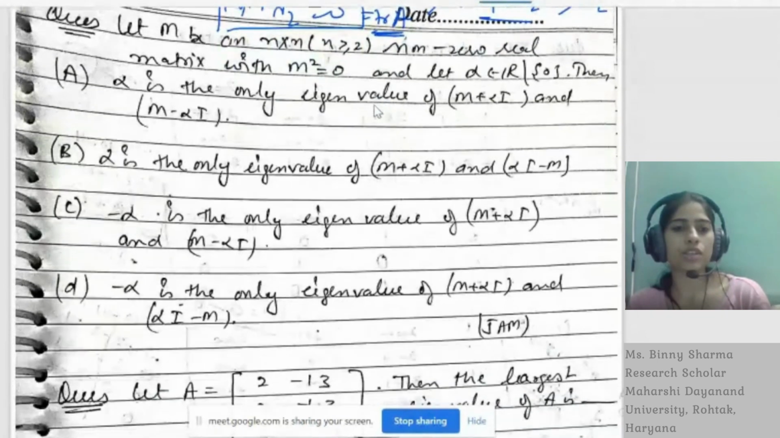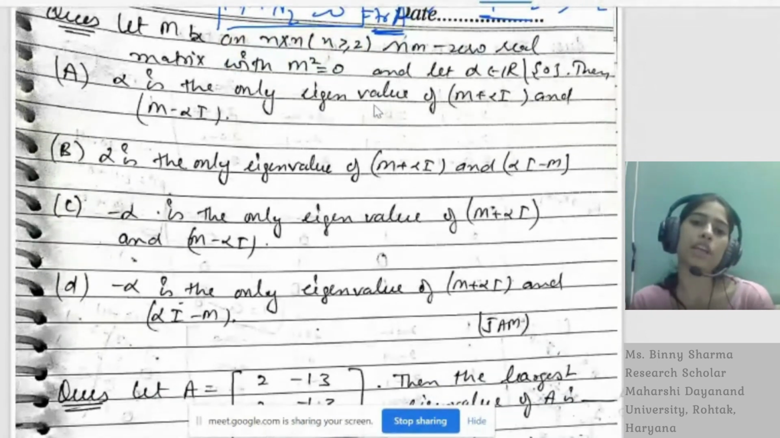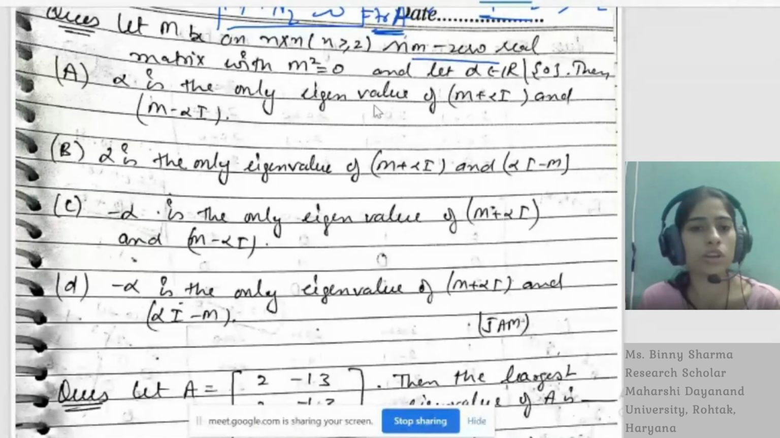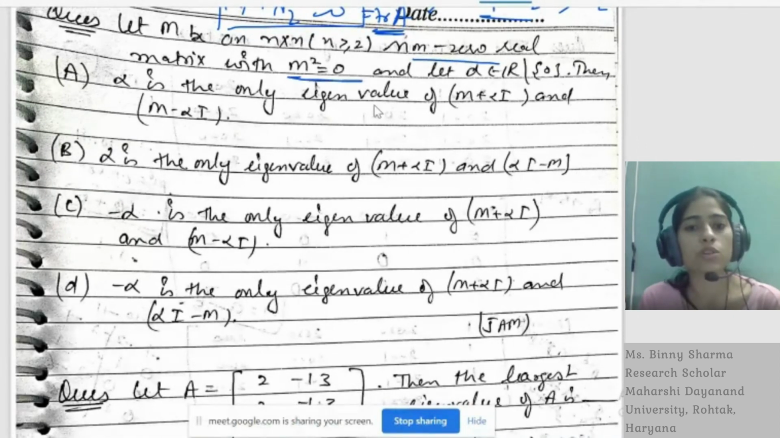The next question is, let M be an n cross n, with n greater than or equal to 2, non-zero real matrix with M square equals 0, and let alpha be a non-zero real number. Then these are the options. So what we have been given, M is a non-zero real matrix, but M square equals 0. It means M is a nilpotent matrix.